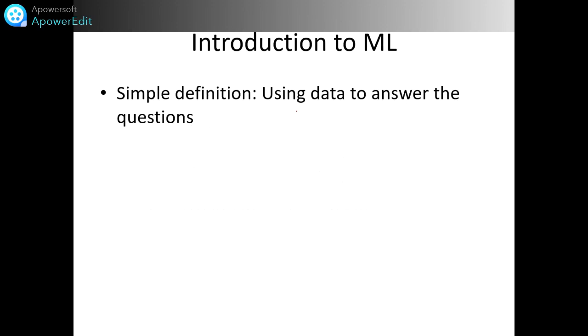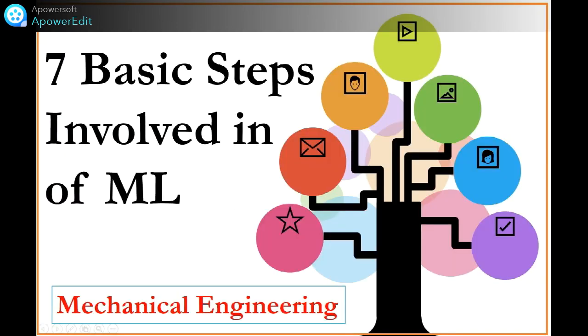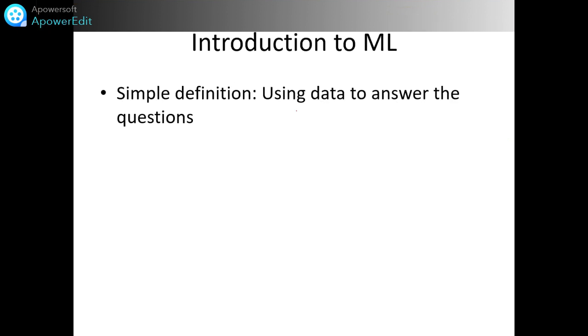What are the basic steps involved in the machine learning process? The base we have to build with is a simple definition: using data to answer the question. So here you can see there are two parts in the definition. We have to use the data, and we have to answer some question.